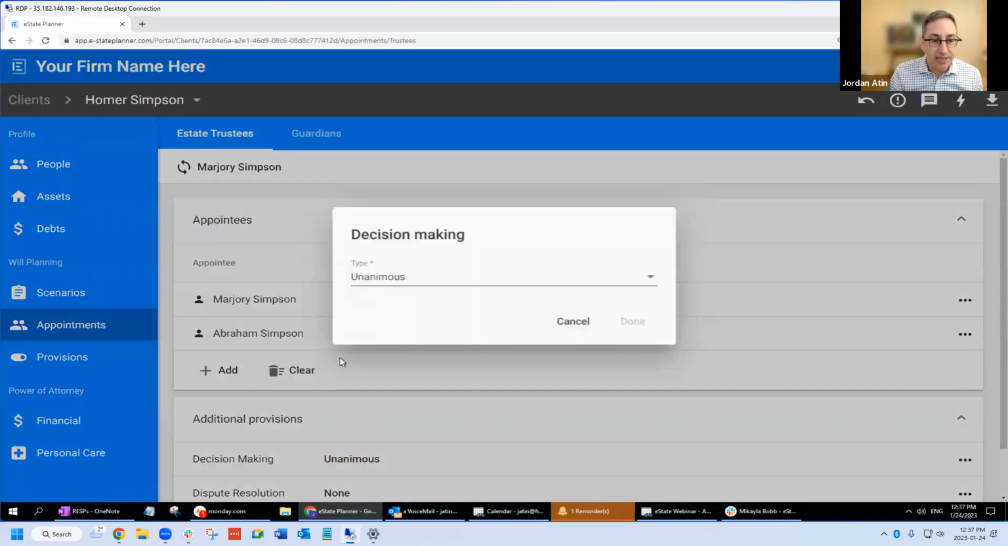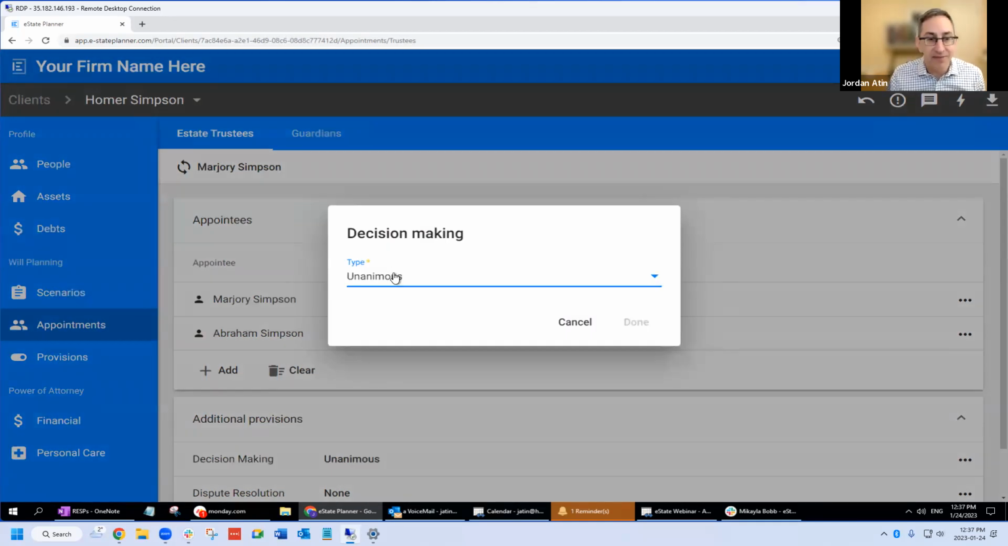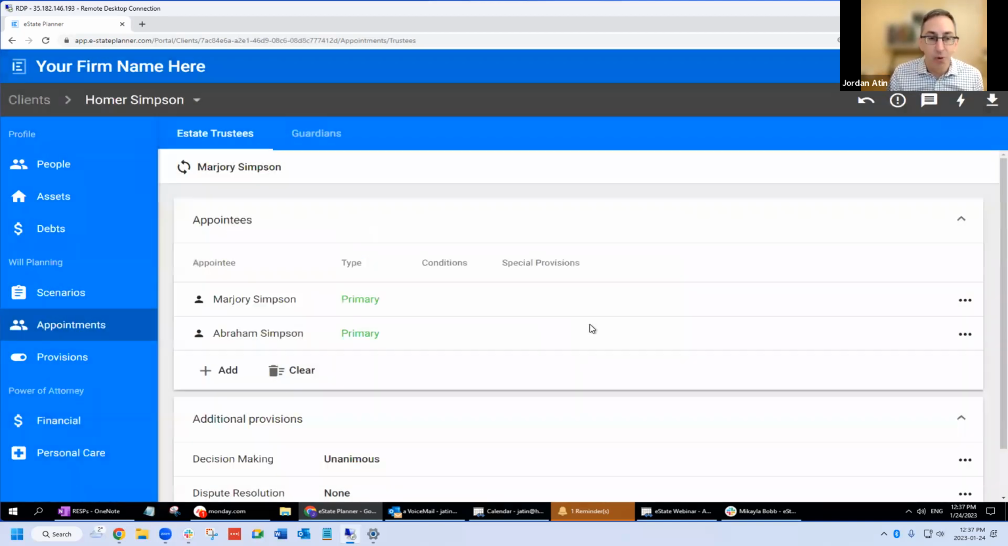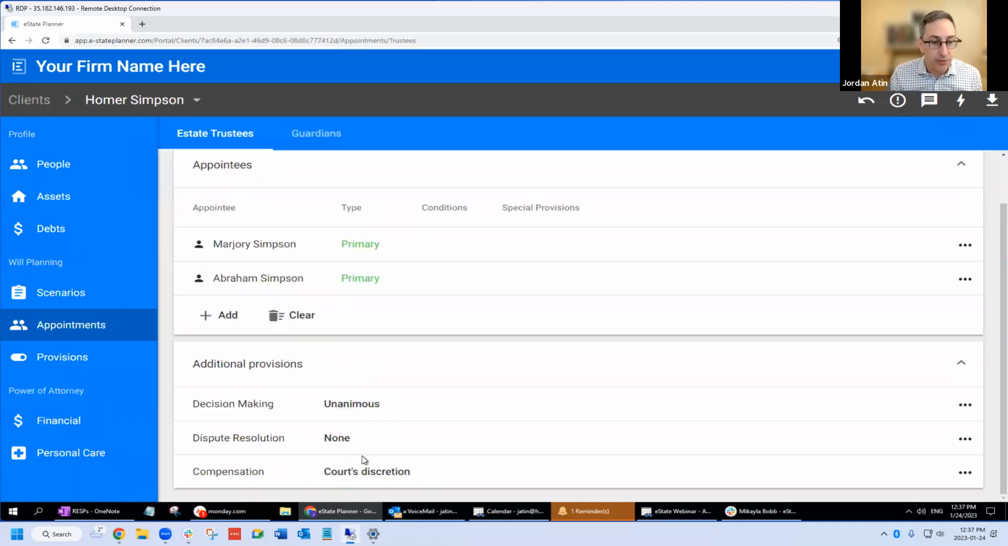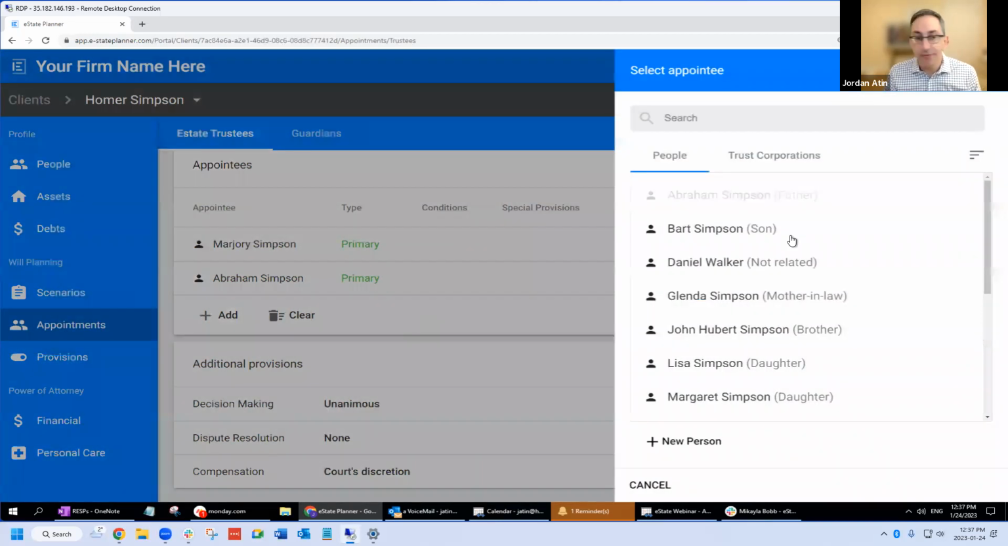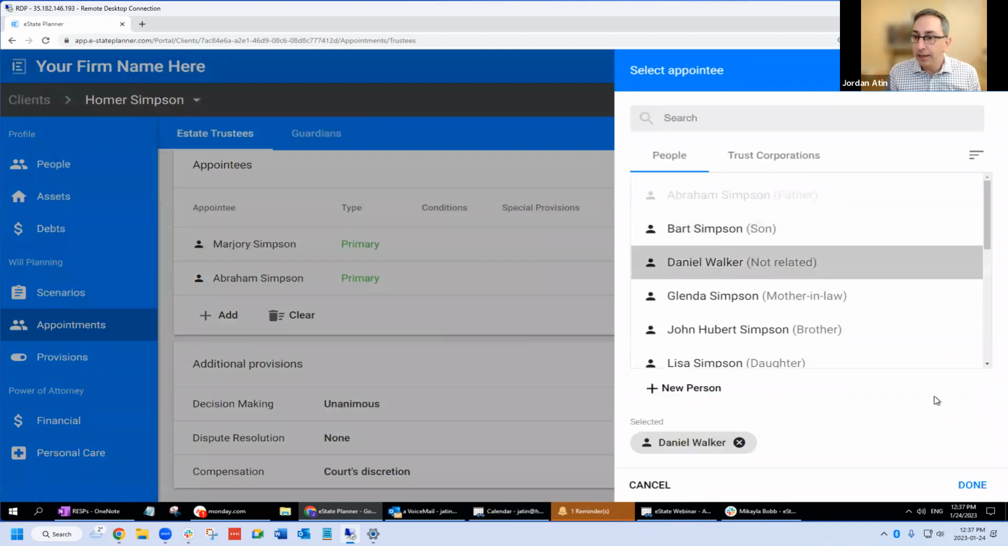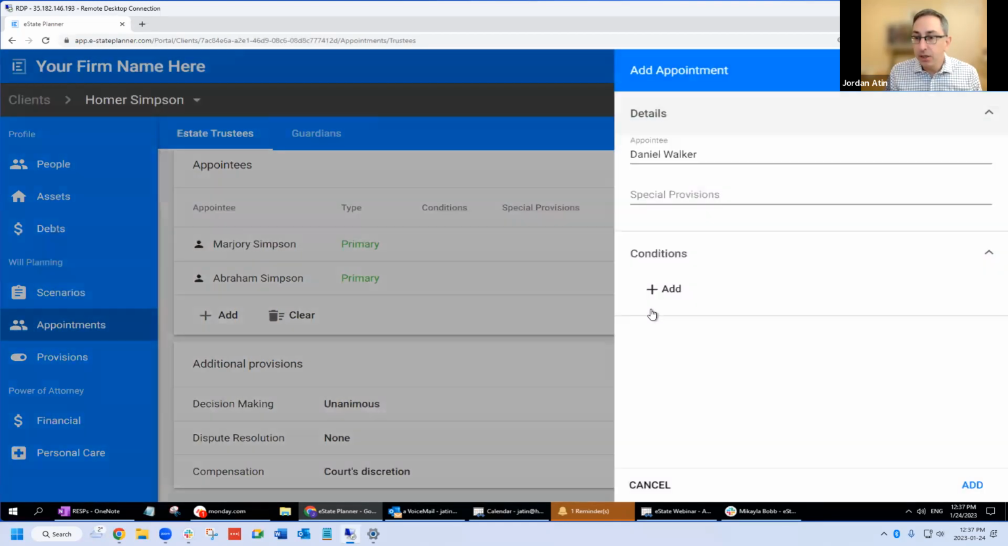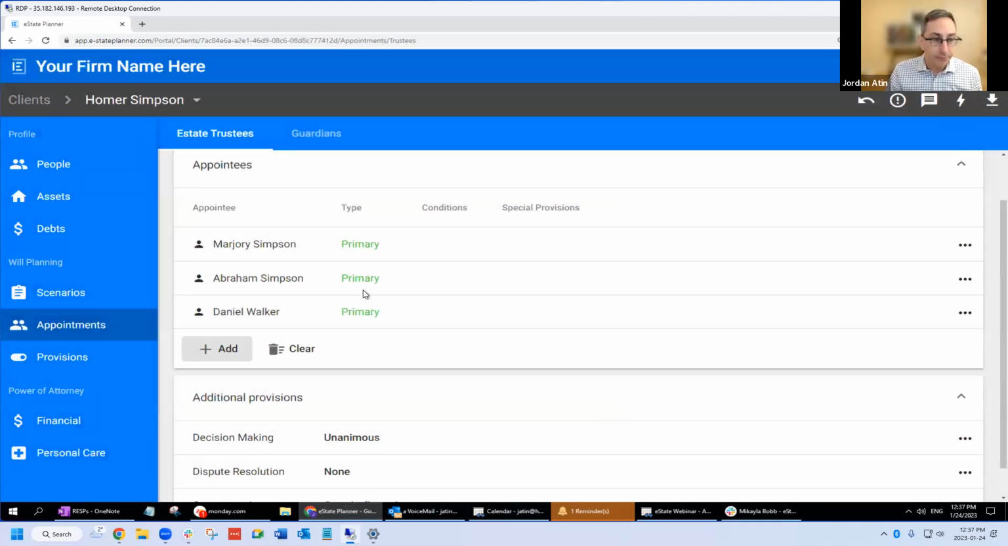So in fact, you'll see that eState doesn't even give that option for decision making. It will once we get to more than two. So we've got Marge here and we've got Abraham, and I'm going to talk about these additional provisions in a second. I'm going to add a third. And again, if it's going to be a third primary, let's add Daniel. Again, no condition because we want Daniel to act regardless of anything else. So there we go. We now have three primaries.